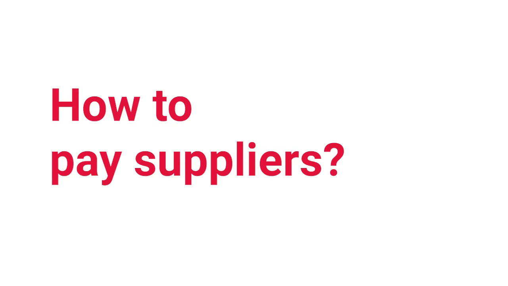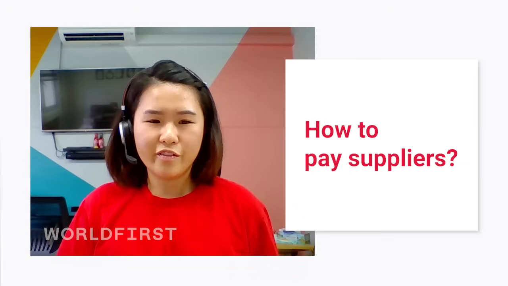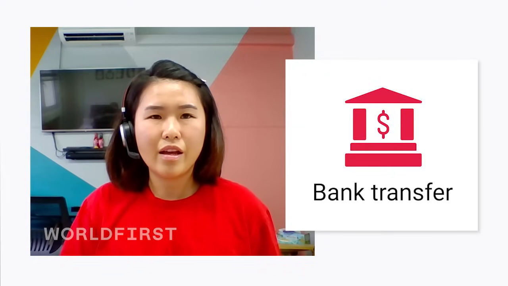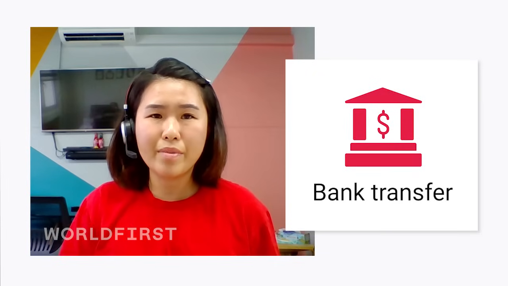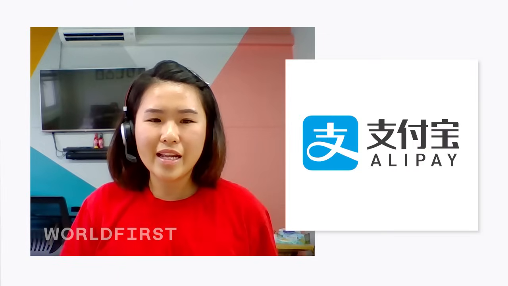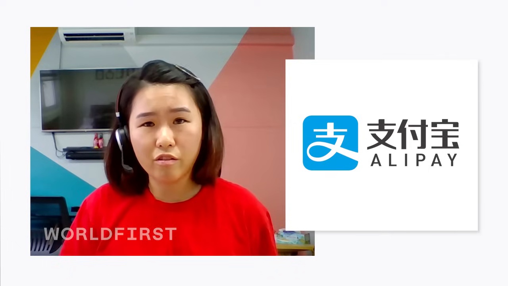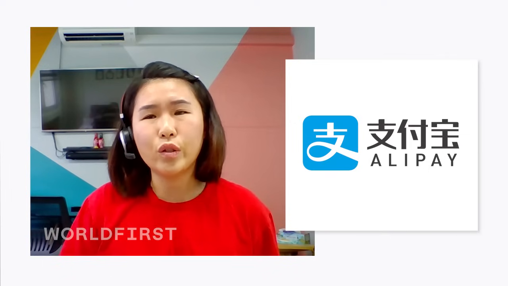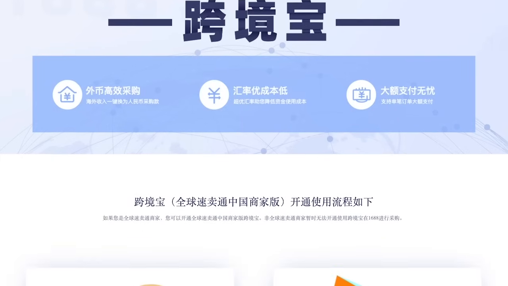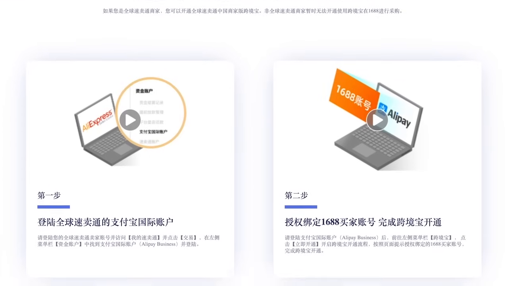How to pay suppliers? There are a few ways to pay suppliers on 1688.com. First is via a bank transfer directly into the supplier's bank account. However, you can pay in RMB and banks charge a very high exchange rate and fees. Second is via Alipay. However, for this you will need a Chinese bank account to verify your identity in order to make payments. Third is via the official KJB solution offered by 1688 and Alipay, also known as Kua Jingbao.